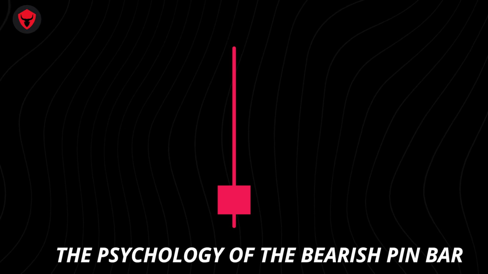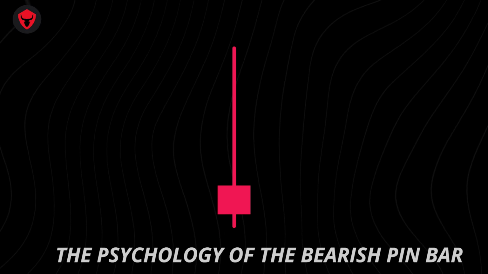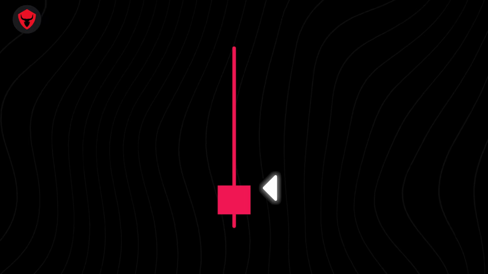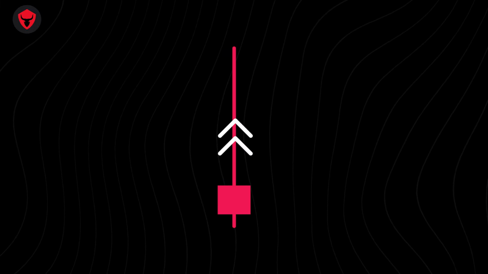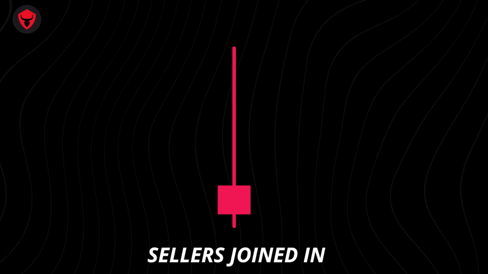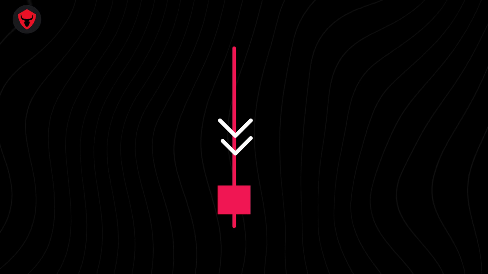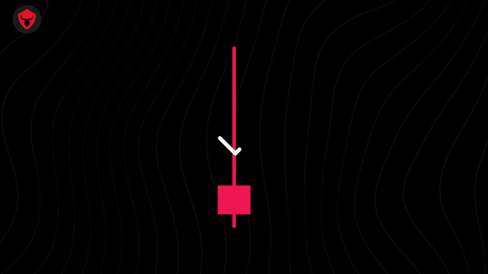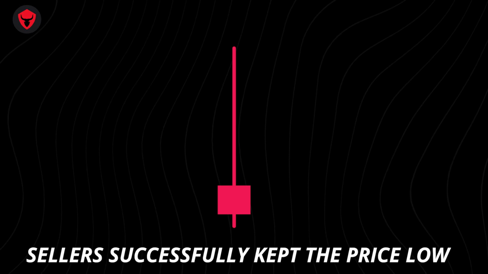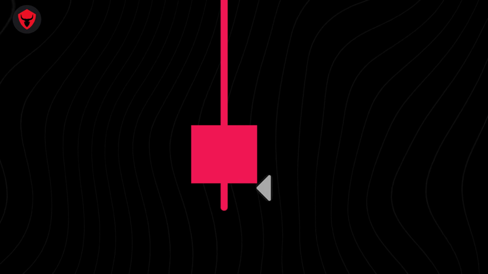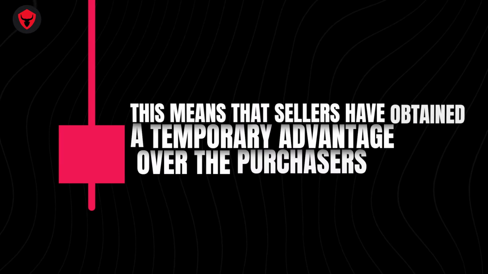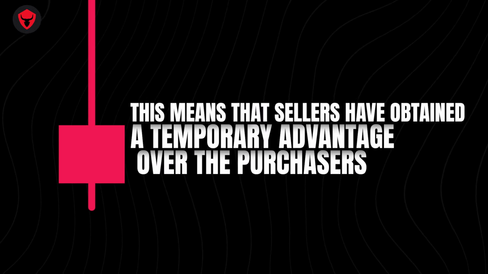The psychology of the bearish pin bar is obvious. The price opened at this point, and buyers first pushed the market upward, resulting in a high. However, sellers joined in, sending prices lower and passing below the opening price. The sellers successfully kept the price low, and the candle closed near its lows. This means that sellers have obtained a temporary advantage over the purchasers.